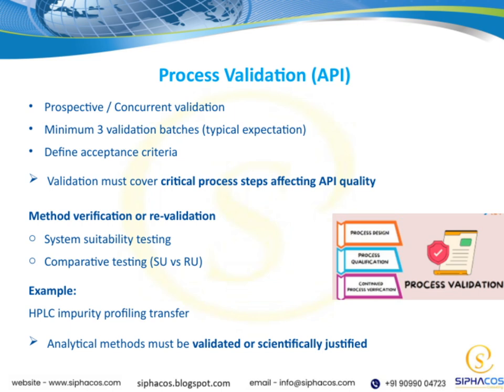It's also crucial to define acceptance criteria early on, so we know what standards the process must meet to be considered validated. Validation must thoroughly cover critical process steps that directly impact the quality of the API. This includes verifying that each key step consistently produces the desired outcome. Sometimes, this involves method verification or revalidation, especially if there are changes or updates to the analytical methods used.